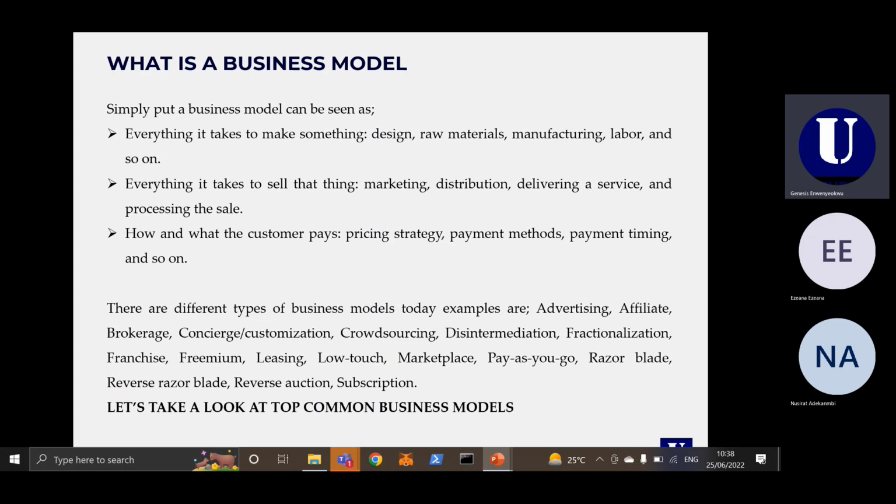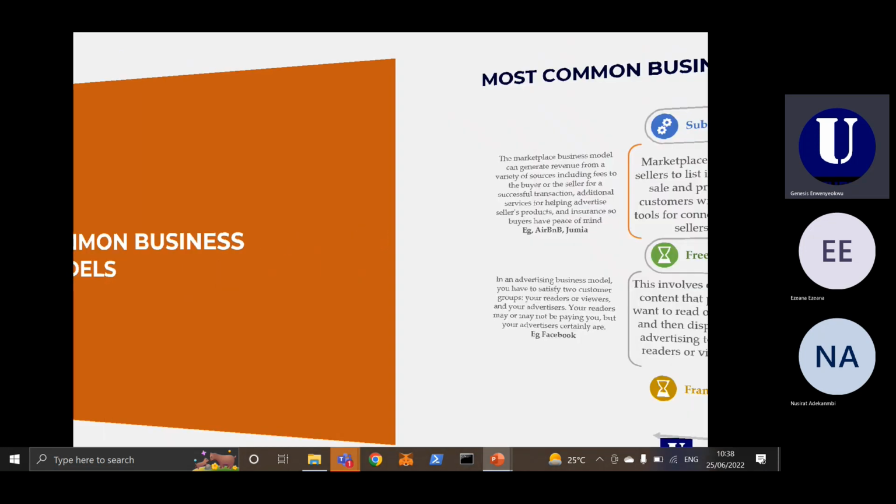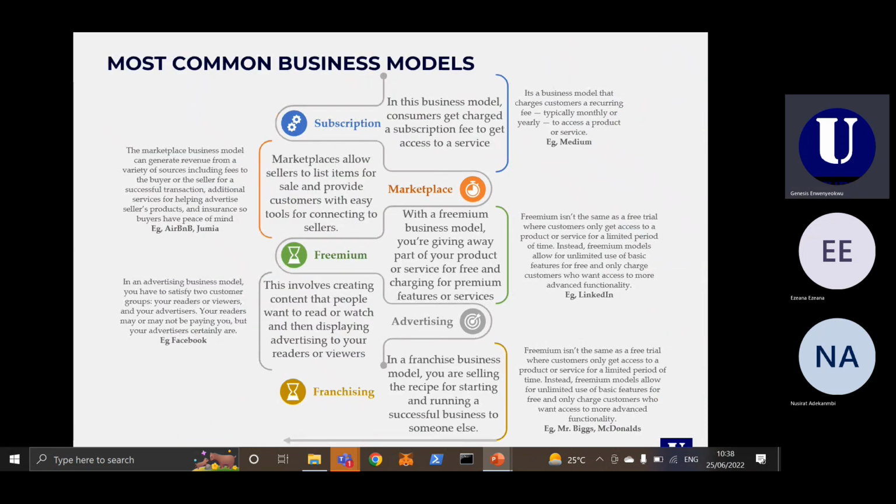So there are different types of business models that we have today. We have advertising business model, affiliate, brokerage, concierge, crowdsourcing, disintermediation, fractionalization, franchising, freemium, leasing, low touch, marketplace, pay as you go, razor blade, reverse auction, even subscription model. But let's take a look at the top 5 or 6 common business models that we have. Number 1 is subscription-based business model.